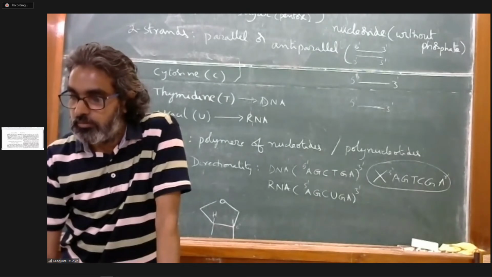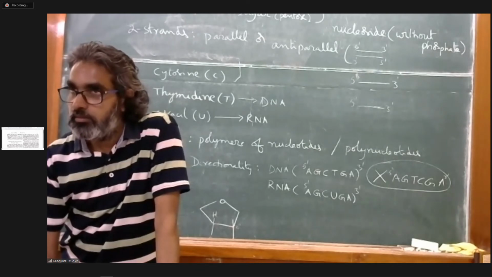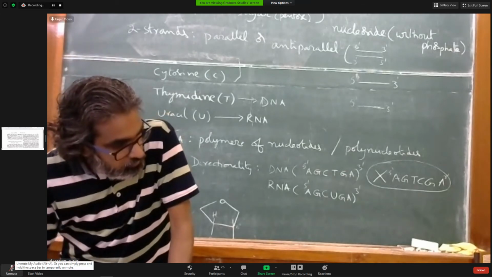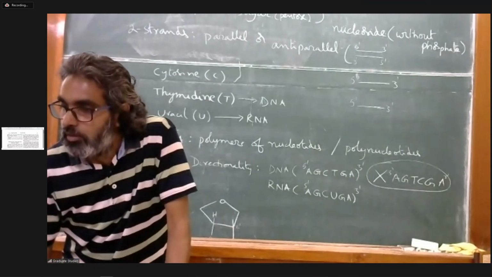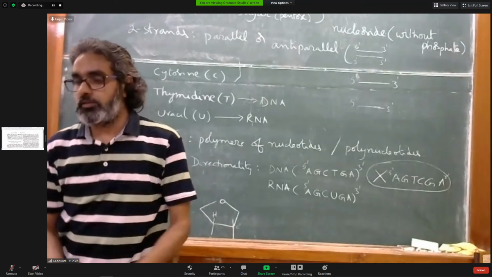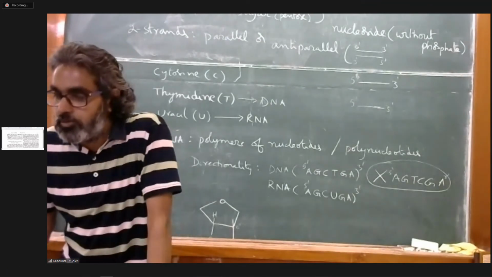Can I ask a question? Yeah. DNA is right-handed, so what is the advantage of the right-hand helix? Specifically, why does DNA not form a left-handed helix? Is there any advantage? No, next class I will show you structures where left-handed helices are also possible.